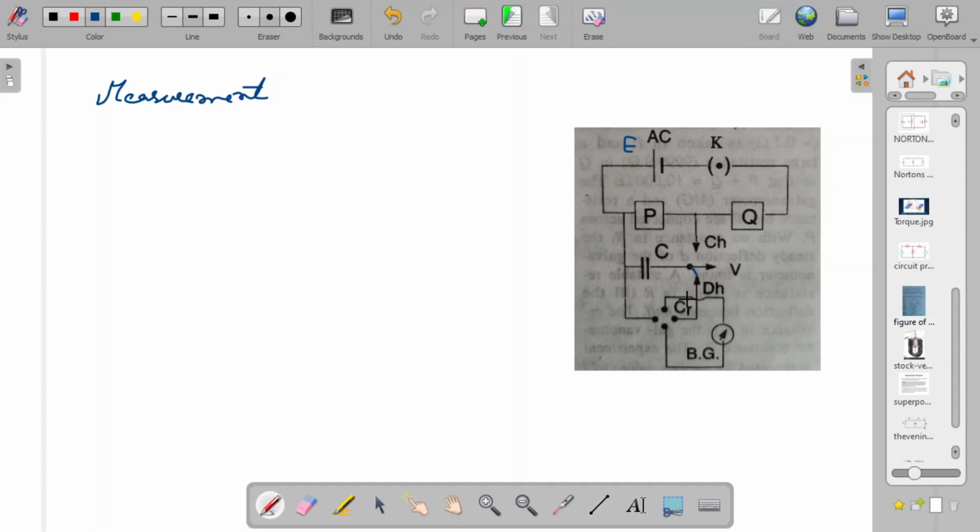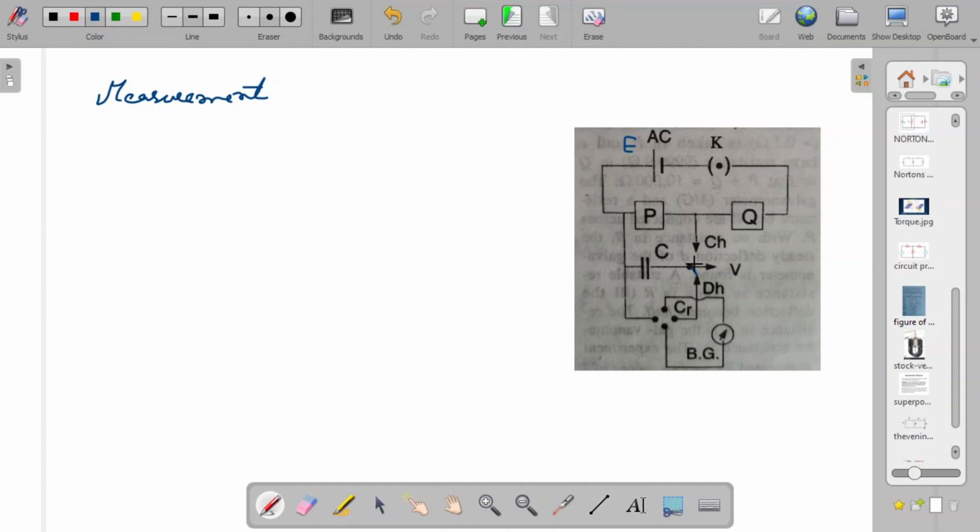This commutator is used to change the current flow direction through the BG, one time in this direction, other time in the other way. So when it discharges, it is actually discharging through this ballistic galvanometer because of the key arrangement here. The first time the capacitor gets charged when it is connected, and then the charging is stopped and it is allowed to discharge. At that time, the charge flowing through this BG will make a throw, right? And that throw can be measured.